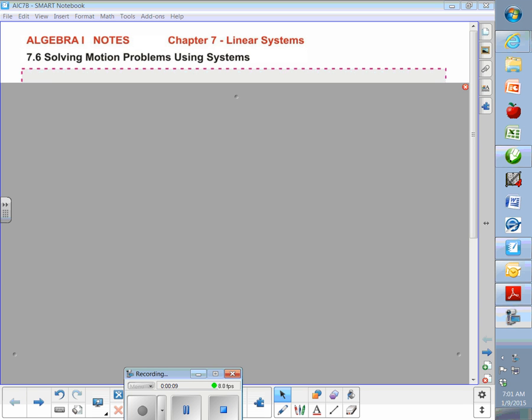Okay, class, I am really excited about today's lesson, and hopefully you're going to get excited as well. This is a great lesson today, and something that I'm looking forward to, but I must admit, most students do not. If you look, we are doing 7.6, solving motion problems using systems. What does that mean? You don't need to write this, but you know what it means? We're going to do word problems. Man, aren't you excited? Aren't you excited? We're going to do word problems.